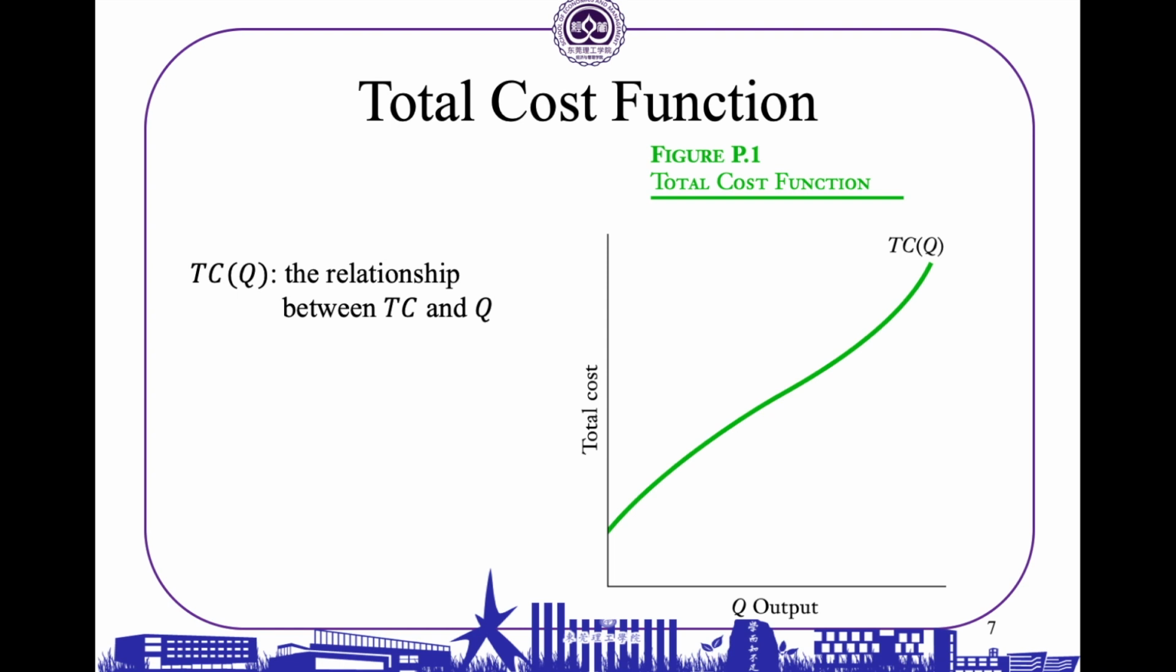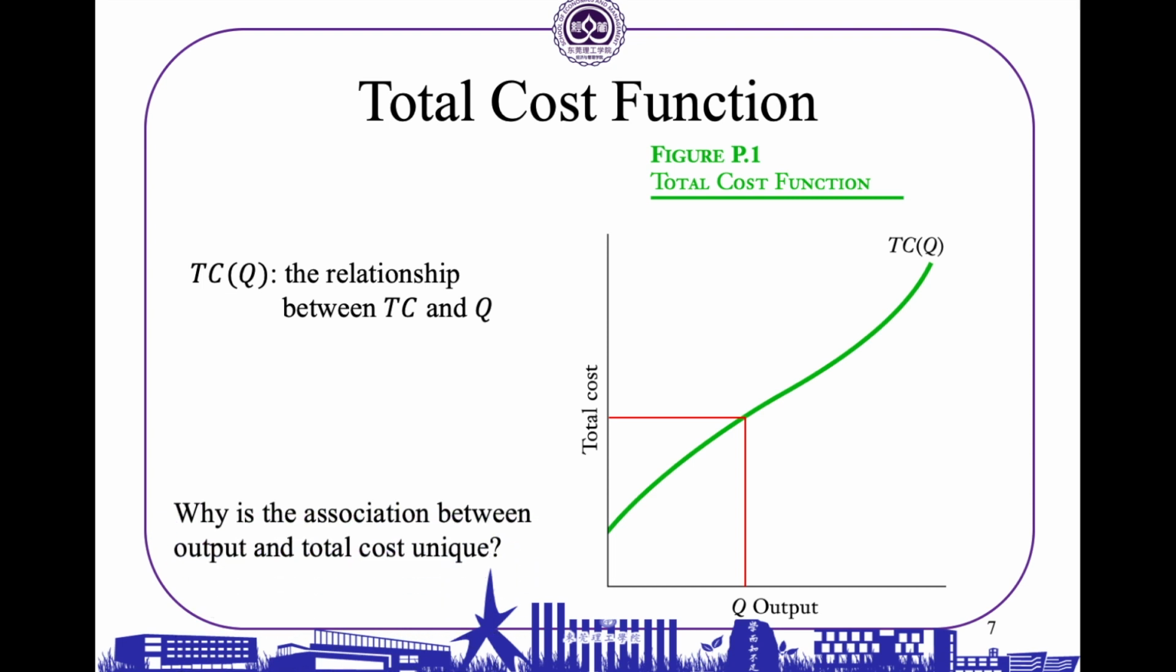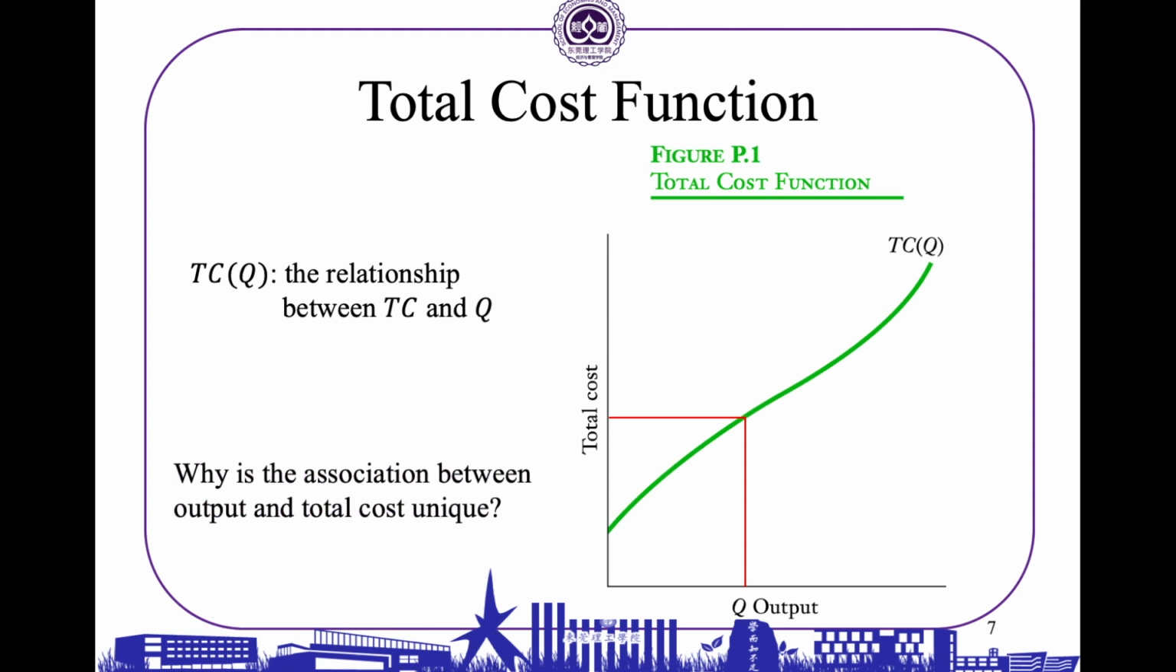A total cost function represents the relationship between total cost and the total amount of output it produces in a given period of time. As in figure P1, each level of output the firm might produce assigns a unique level of total cost. Is it true that each level of output associates with one and only one level of total cost? The answer is yes, it is.